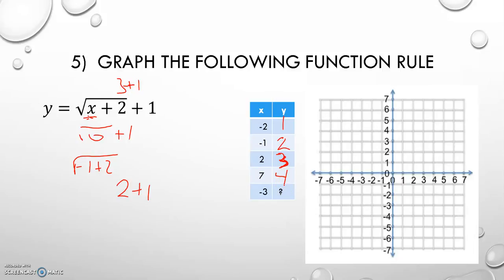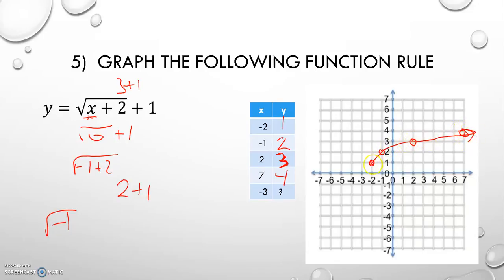I can't plug in a negative 3 because if I try to plug in a negative 3, it'll be negative 3 plus 2, which is negative 1, and I just can't take the square root of a negative number. So this graph is actually going to start at the point negative 2, 1. Then there's going to be a point at negative 1, 2, another point at 2, 3, and another point at 7, 4. And it's going to look something like this.